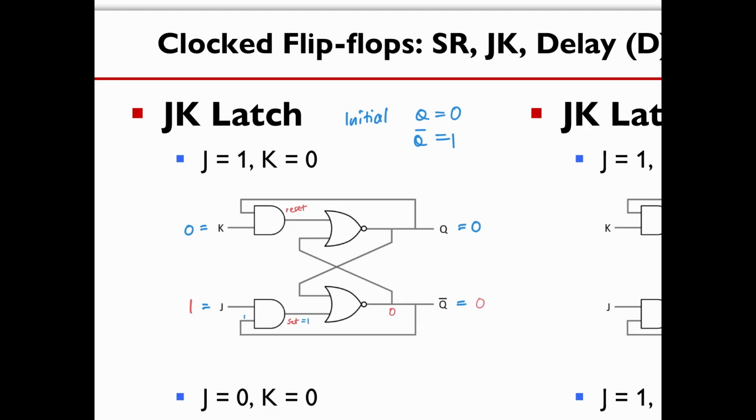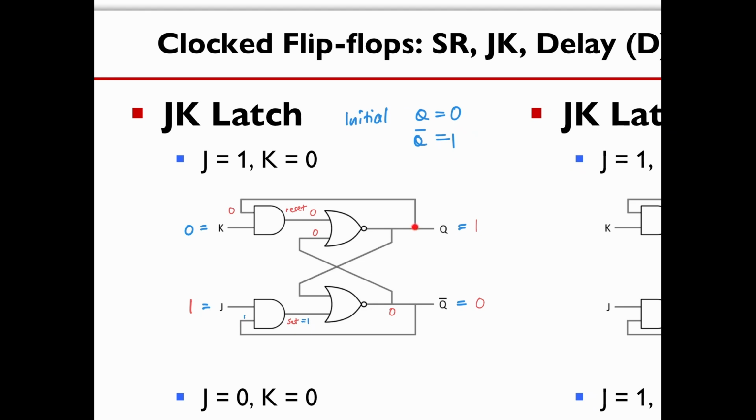Okay, then let's take a look here. Now the Q, which is a 0, is being fed back here, so reset is a 0. Now when this 0 comes to here, and both inputs of the NOR gate are zeros, then my Q becomes a 1. So this one becomes a 1. So we're actually setting the JK latch when J equals 1 and K equals 0. Now, so this is as per usual.